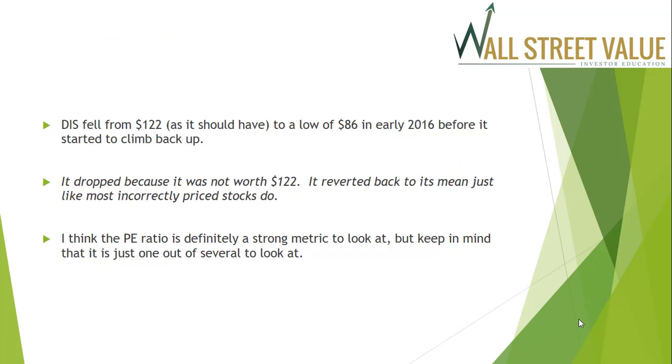Shockingly, Disney fell from $122 a share, like it should have, down to a low of 86 in early 2016 before it started to come back up. It dropped because it was not worth $122. It reverted back to its mean, just like most incorrectly priced stocks do. I think the PE ratio is definitely a strong metric to look at, but keep in mind that it's just one out of several to look at.